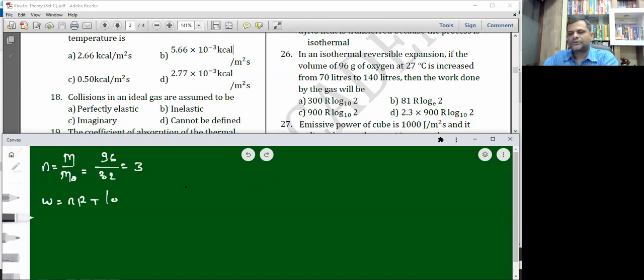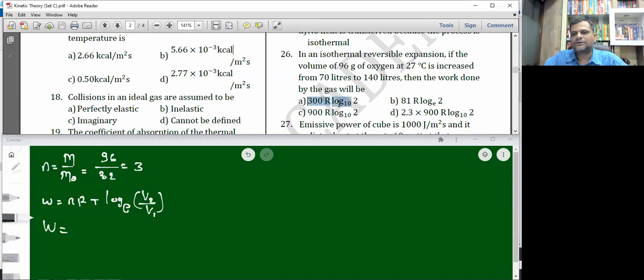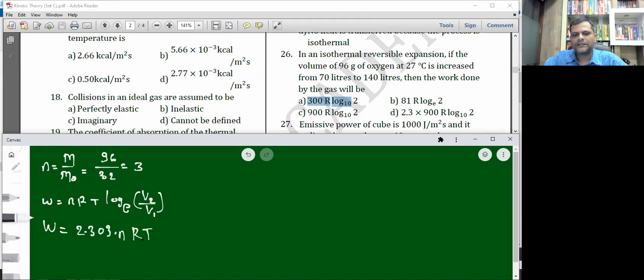Yes, so the formula is here, that is nRT into log to the base e of V2 upon V1, correct? But as we know, this log to the base e has to be converted into log to the base 10, because in the answer options we want log to the base 10 here, right? So we can say that this is 2.303 into nRT into log of V2 upon V1.